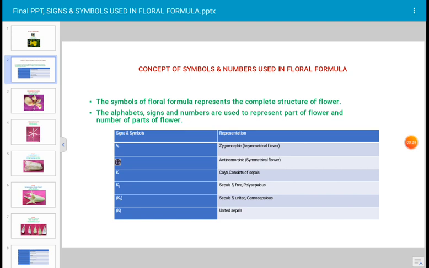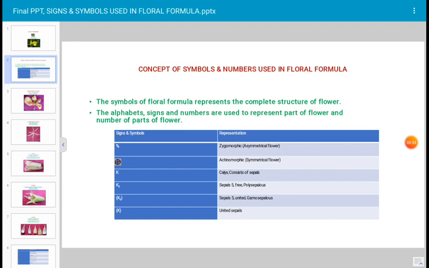The symbols of floral formula represent the structure of the flower. The complete structure of the flower is represented by symbols, and some alphabets are also used. The alphabets, signs and numbers are used to show the number of floral parts in a particular plant.